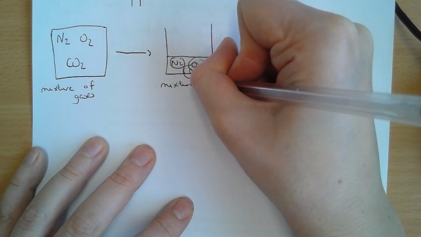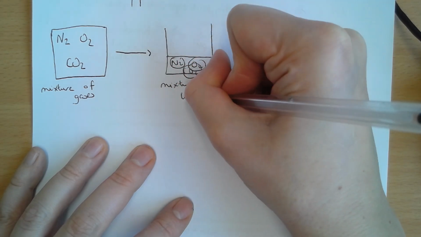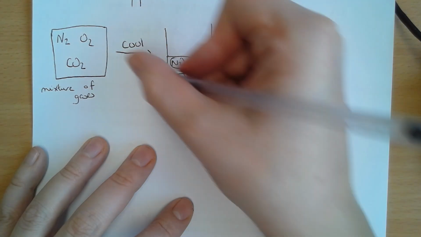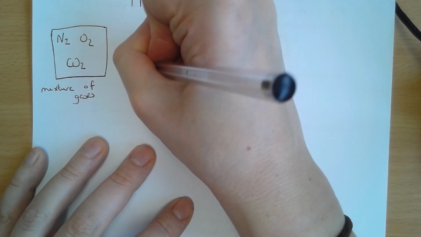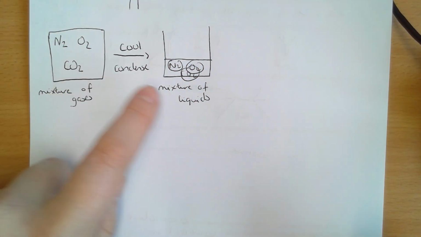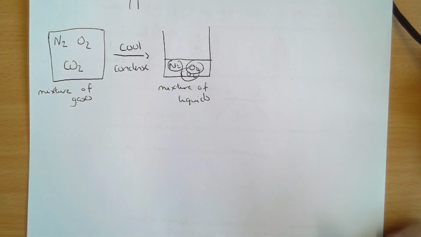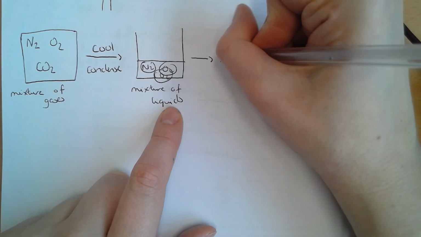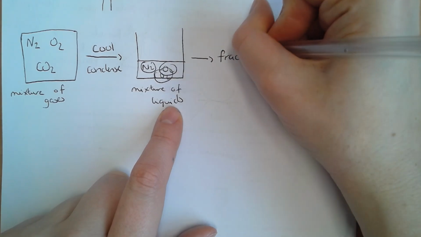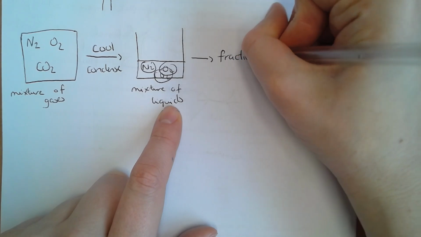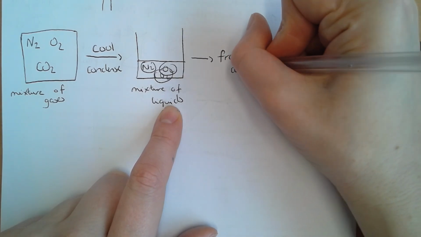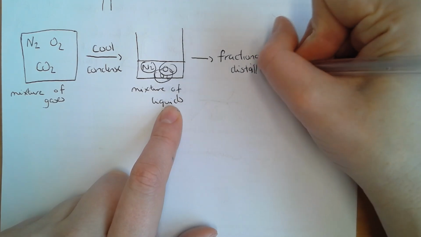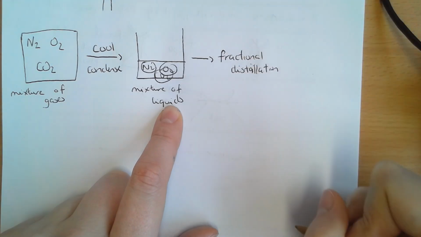So if I want to go from gases to liquids, what do I have to do? Okay, I need to cool. I need to cool and condense. So if I cool and condense, I go from my mixture of gases to my mixture of liquids. And once I've got a mixture of liquids, we've seen this year, you can separate a mixture of liquids using fractional distillation. We looked at it when we looked at crude oil. Crude oil is a mixture of liquids.